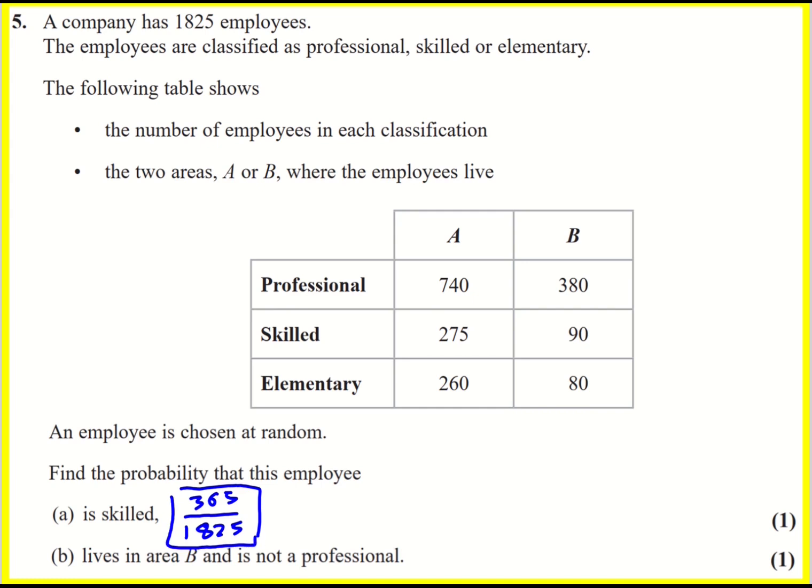And lives in area B and is not a professional. That's going to be these two. So 170 over 1825.